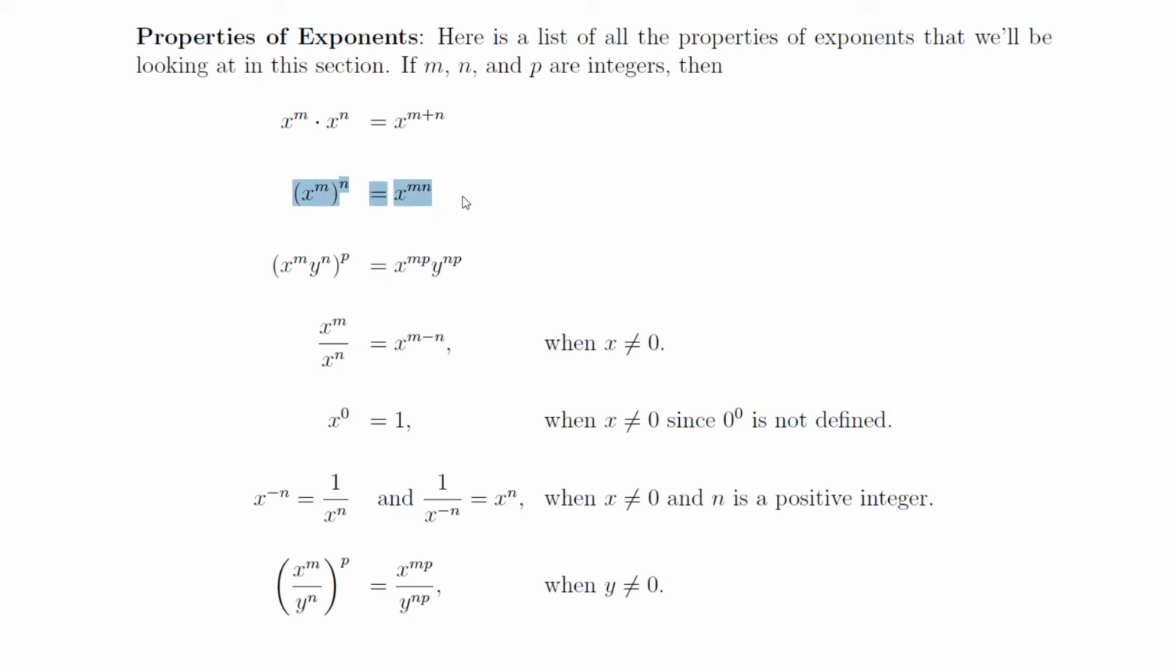Let's look at the second one here. So if I've got x raised to a power, and then I'm raising that to a power, I'm actually multiplying these two values together, the m and the n.